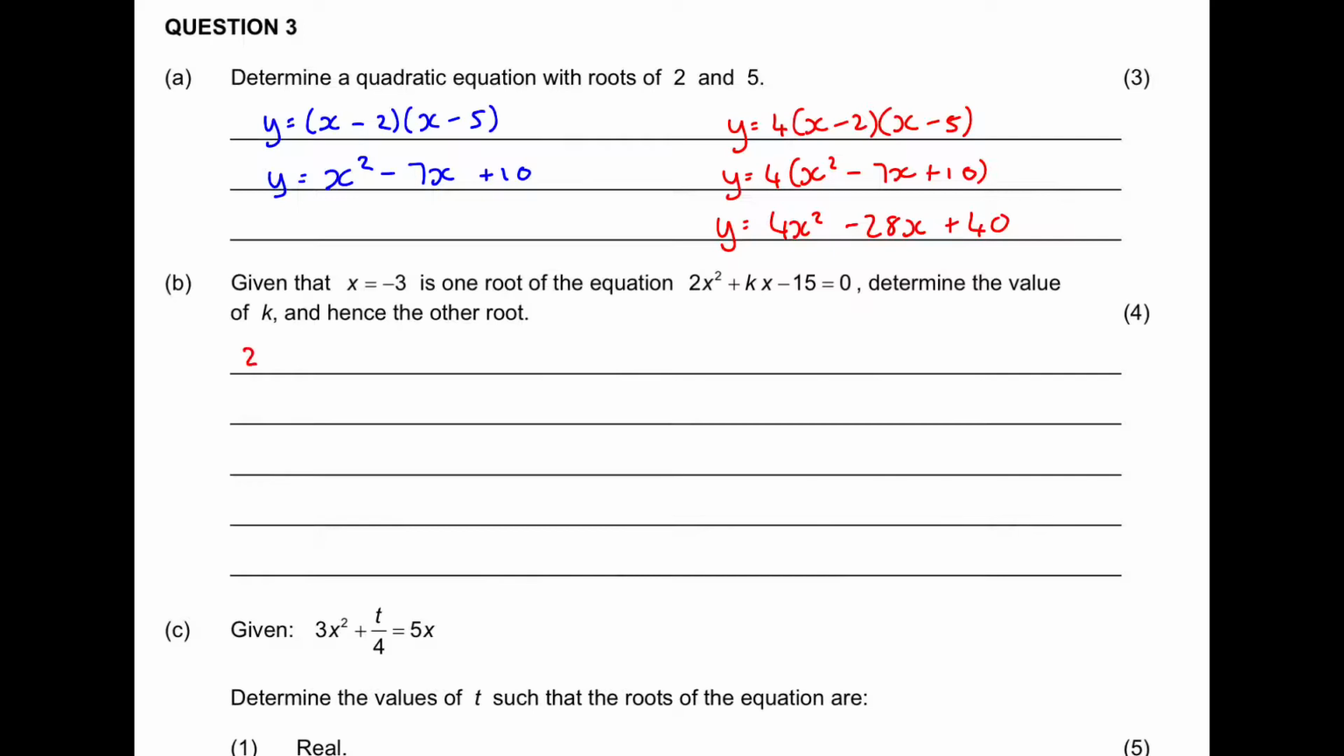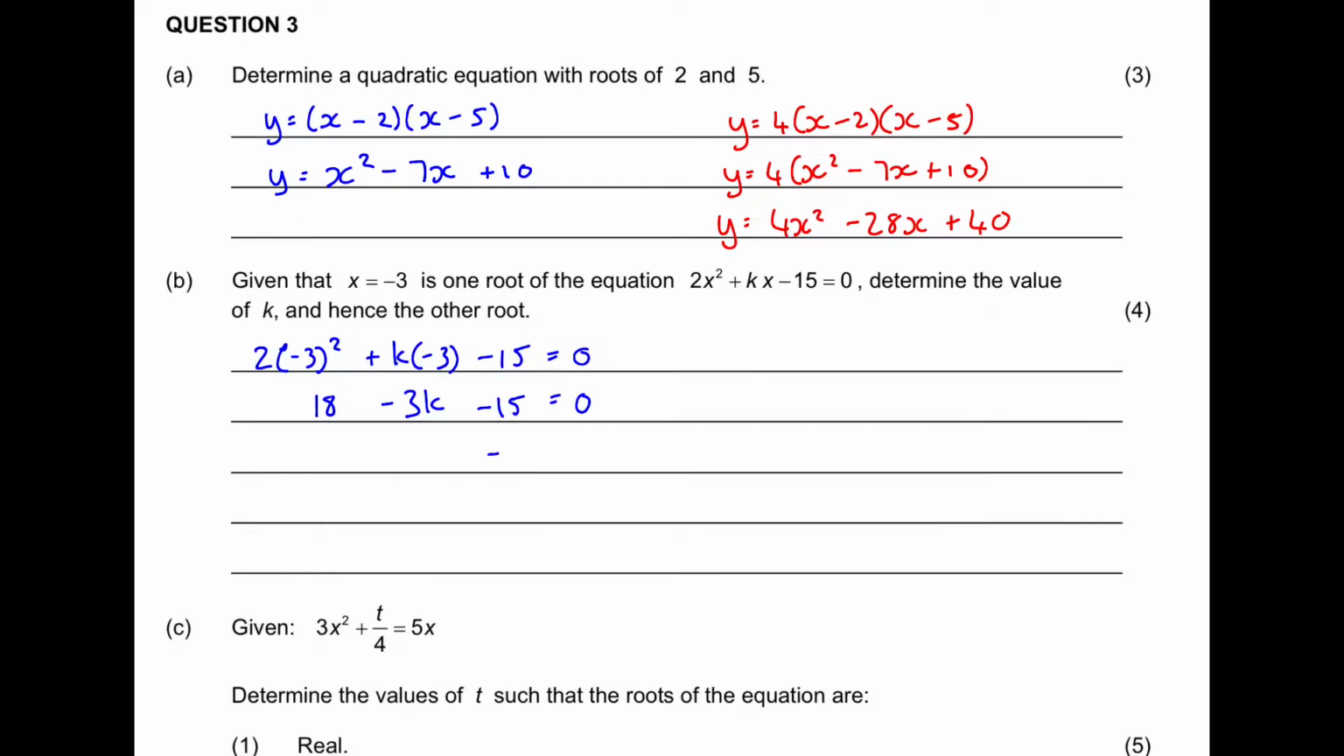So we get 2, let me change my color. We get 2 into negative 3 squared plus k times negative 3 minus 15 equals 0. Simplifying this, negative 3 squared is 9 times 2 is 18, minus 3k minus 15 equals 0. So 18 minus 15 is 3, and if we take the 3 over to the right-hand side, it becomes negative 3, and so that means the value of k equals 1. Secondly, and I'll do this on the right-hand side here, we now know that k is 1.